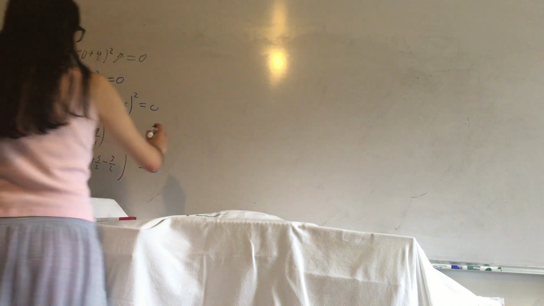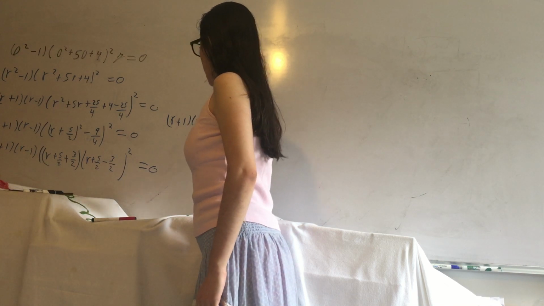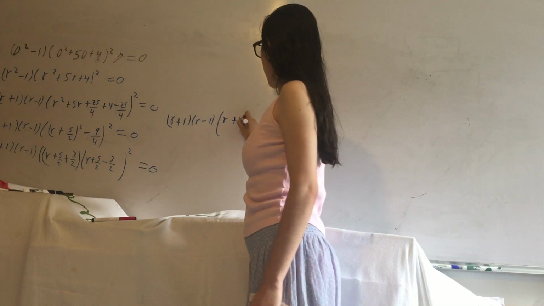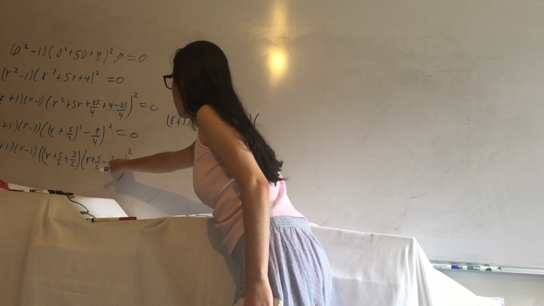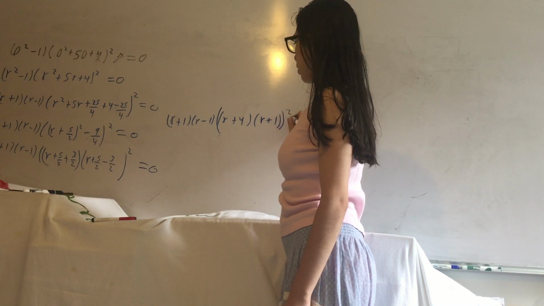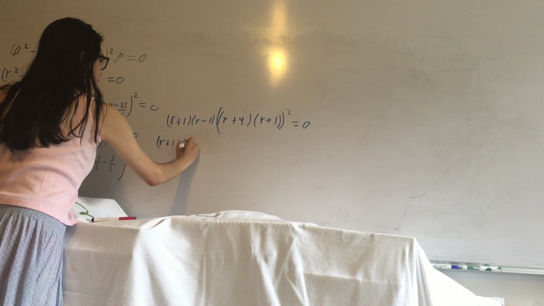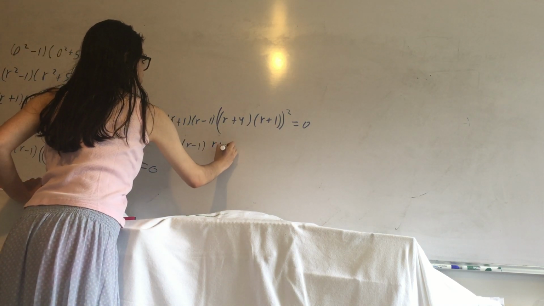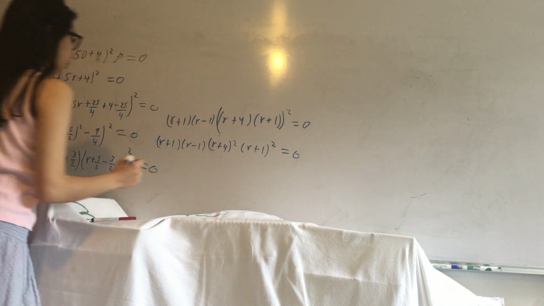So it is (r plus 1) times (r minus 1) times, this is 8 halves, so it's (r plus 4) times (r plus 2 halves, so r plus 1), all this squared equals 0. So it would be (r plus 1) times (r minus 1) times, I could say this squared times this squared, so (r plus 4) squared times (r plus 1) squared equals 0.